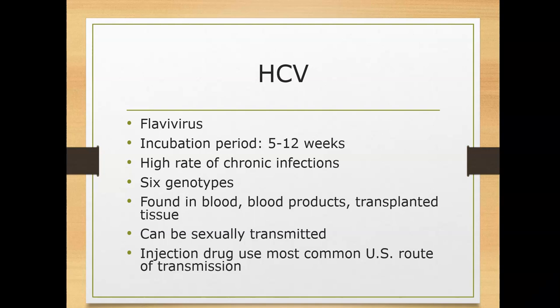Okay, there are 6 different types of hepatitis C infection. It's found in blood products, and in transplanted tissue, which has implications for somebody if they want an organ or tissue transplant, that they're going to need to check and see if that donor is infected with hepatitis C. It can be sexually transmitted. IV drug use, however, is the most common route of transmission in the United States.